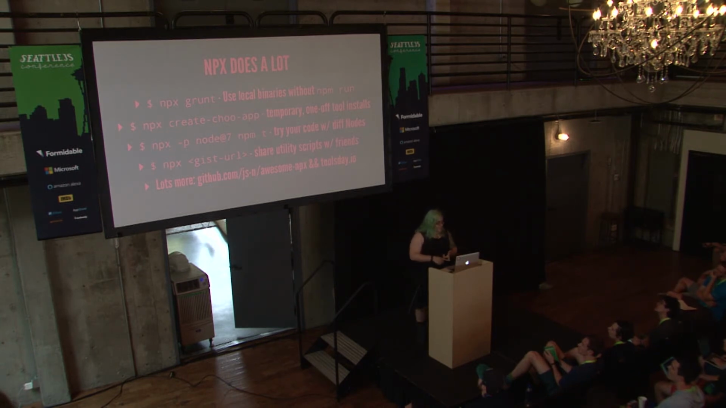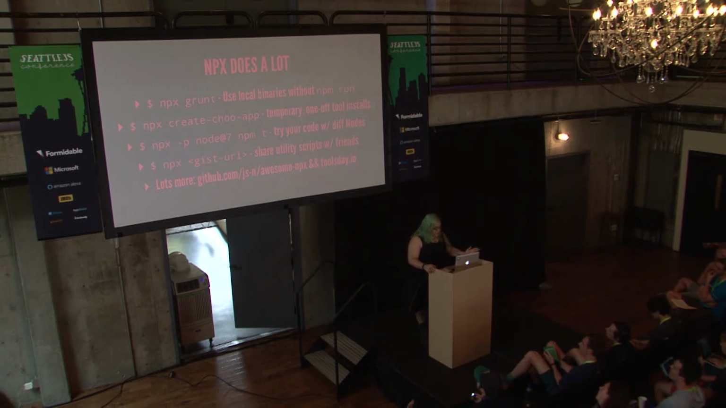Using local project binaries from the command line, so you don't have to use run scripts all the time. Single-run temporary binary tool installs. If you have something that you want to run a one-off execution for, you don't need to do npm i -g. You can just do npx and it'll do the right thing. You can switch node versions using this node package that's on the npm registry. Or you can even download a gist a very, very trusted friend or loved one gave you.